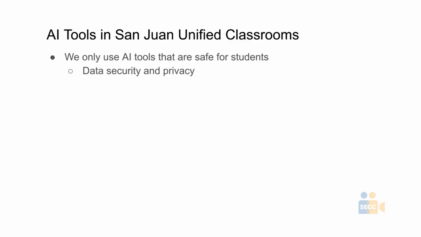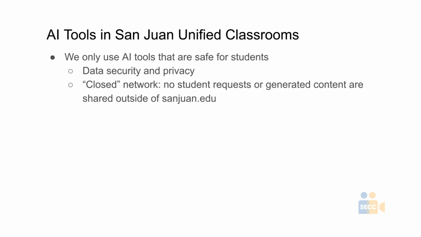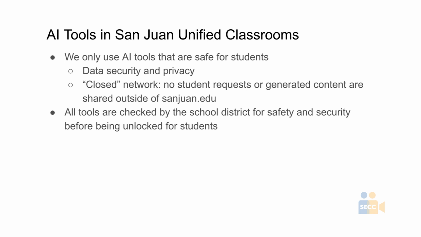So we only use AI tools that are safe for students, even if it's also just for staff. We don't allow any AI that we use in the district, even if it's a simple tool that has AI running in the background to like check students' answers and give feedback, it has to be in a closed system where nothing goes outside of San Juan Unified. We check them for safety, for security, for working within our technology network, because we have some blocks on things, so we want to make sure it's going to work.